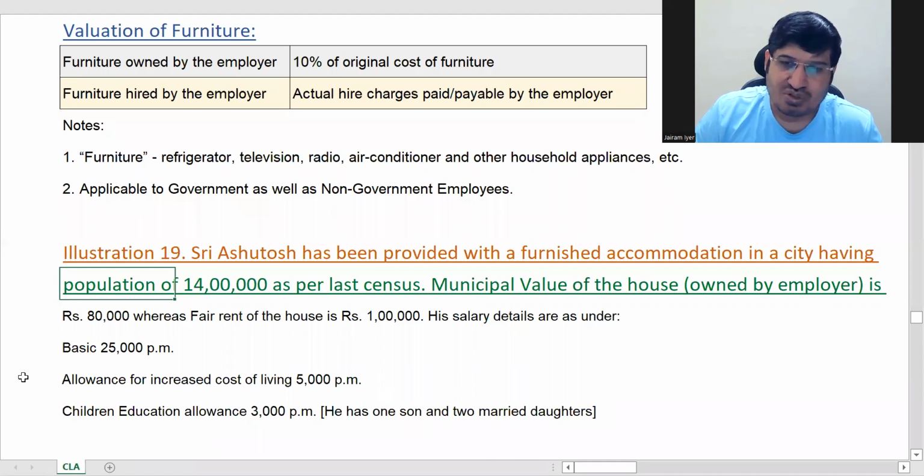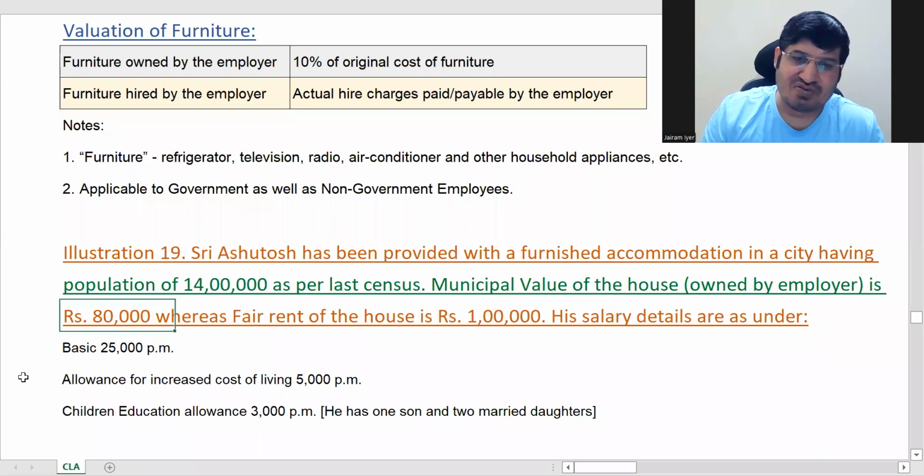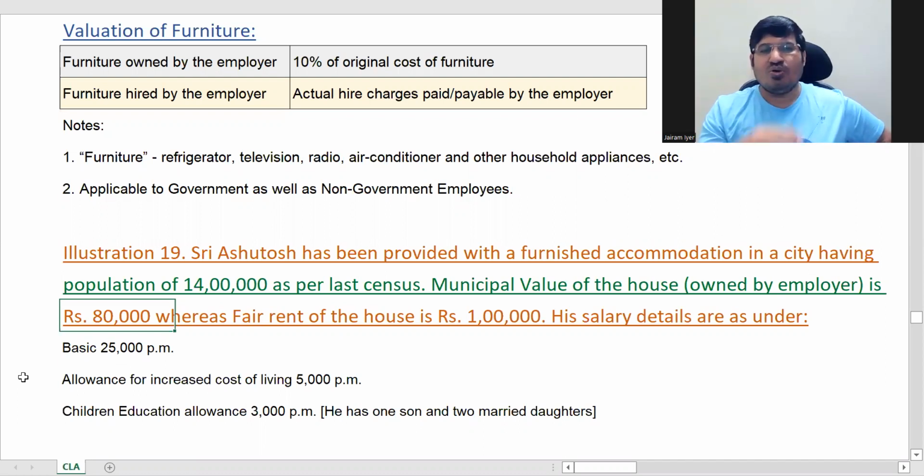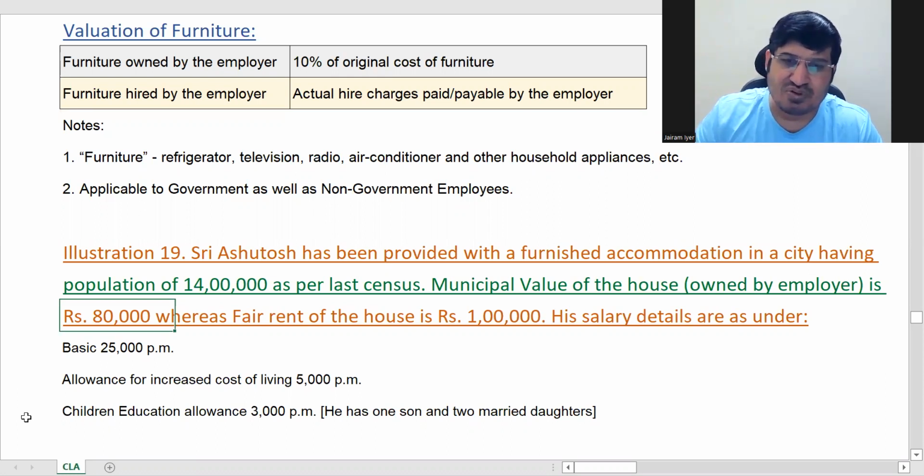10%. Principal value of the house owned by employer is 80,000, whereas fair rent of the house is 1 lakh. So for rent-free accommodation, what do you take? Like 7.5%, 10%, and 15% of what? It is of salary, the way we calculate it, right? So do we use fair rent or municipal value for this? No. So these two are just given to confuse you. There is no role of municipal value and fair rent. You only have to calculate his salary for the purpose of accommodation, and it will be 10% of that.